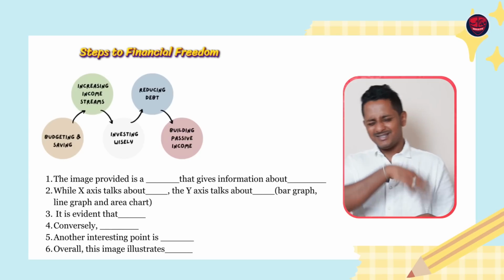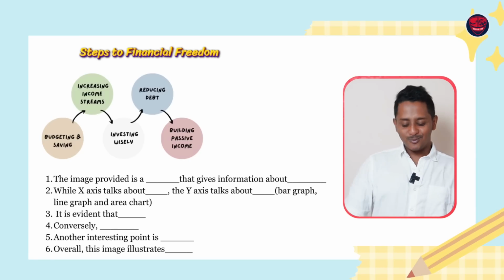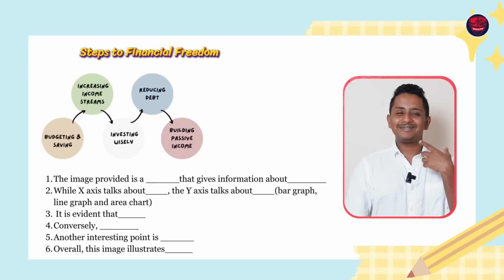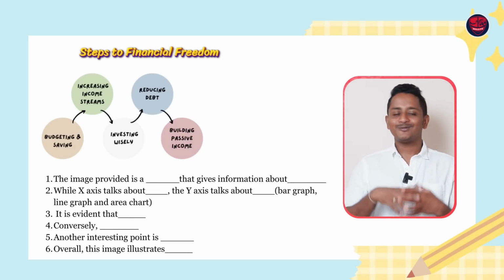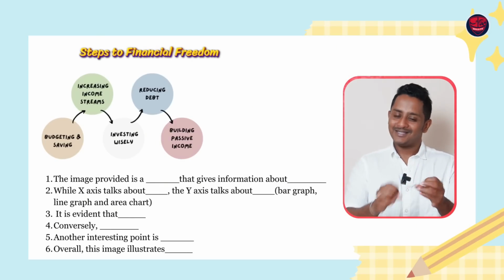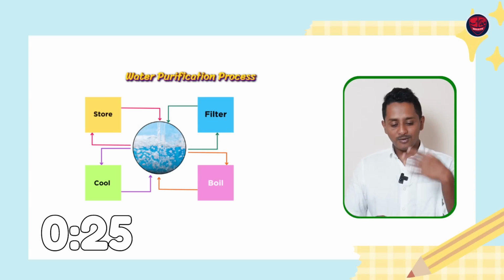As simple as this, you just have to read them as you see. Don't worry too much about the meaning, the interpretation of the logic and all. Just pick something from the image. You're gonna get it. We're gonna move to the next one. Let's start with a 25-second timer. Let's start. Water purification process.